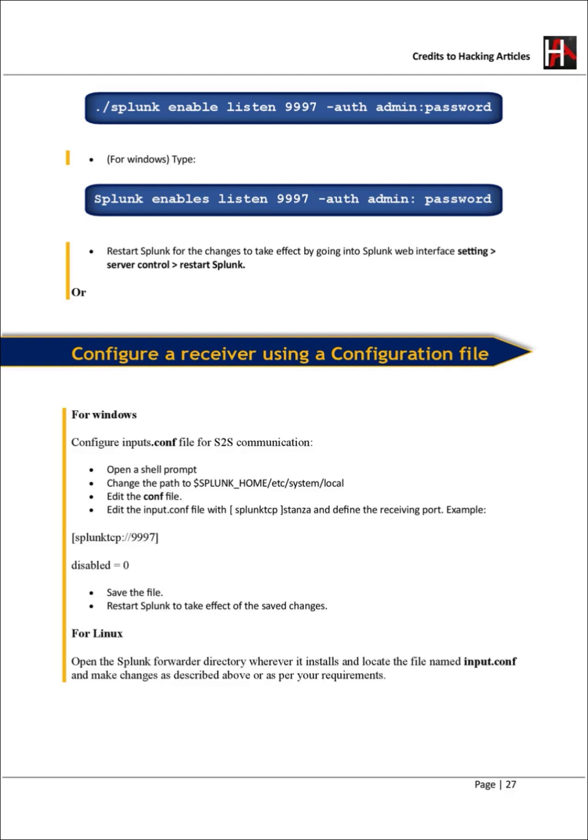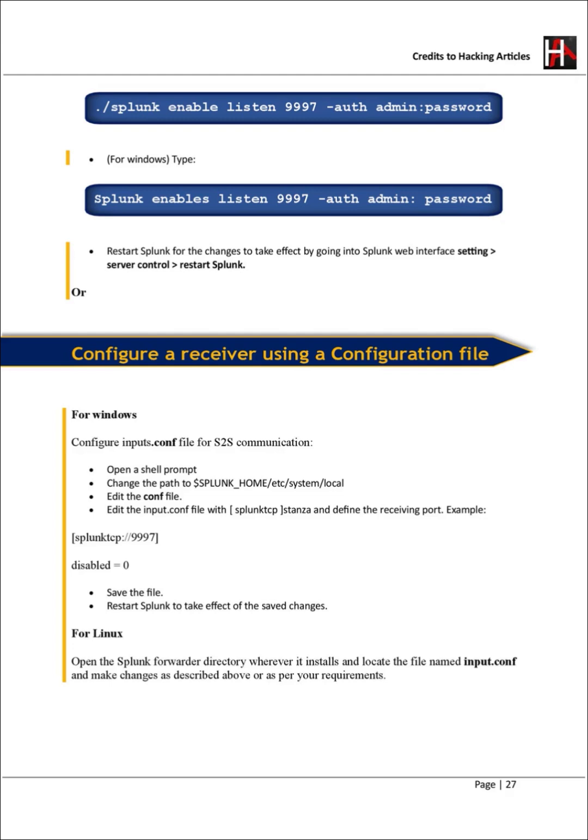./splunk enable listen 9997 -auth admin:password. For Windows, type splunk enable listen 9997 -auth admin:password. Restart Splunk for the changes to take effect by going into the Splunk web interface, Settings, Server Controls, Restart Splunk. Or configure a receiver using a configuration file for Windows.